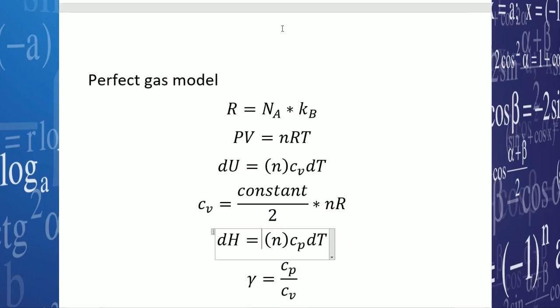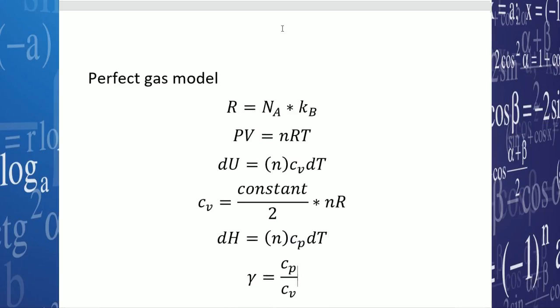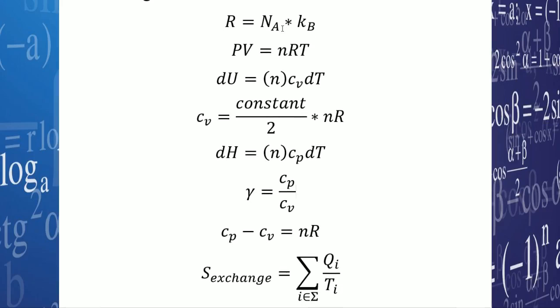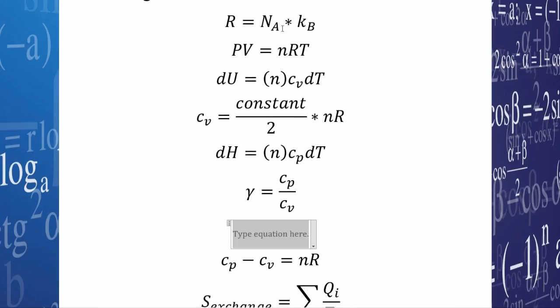dH equals n Cp dT. It's the same as before. CV is defined as at constant volume, or isochore in French, and CP is defined as at constant pressure, so isobar in French. Use this relation. Also, there is a gamma that is a constant, and it's Cp on CV.